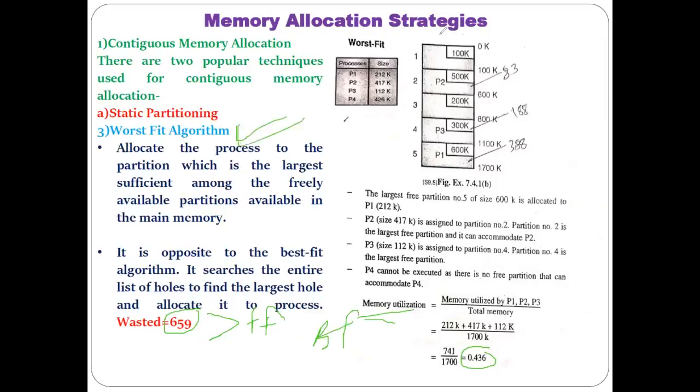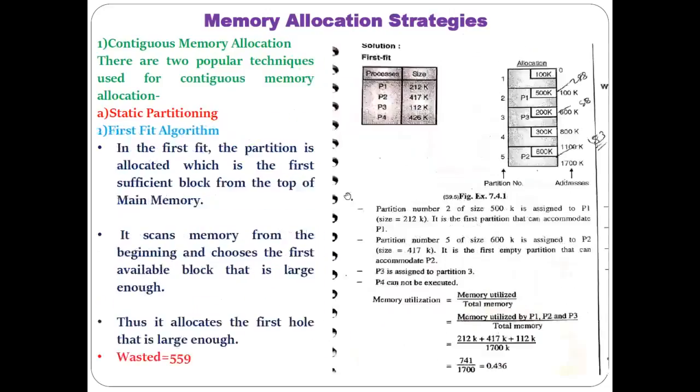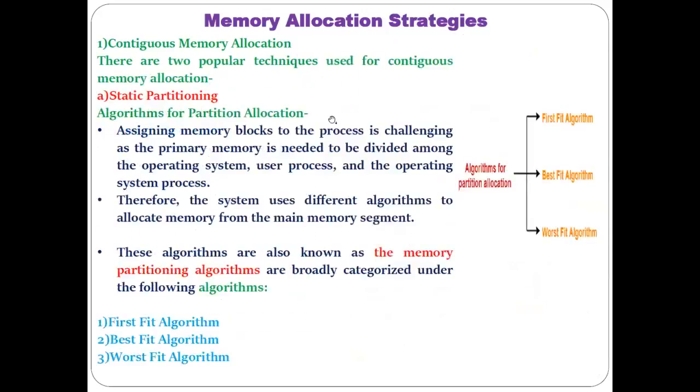So these are the three algorithms which can be used by the operating system when it has to decide which partition to allocate to which process. When different processes require memory, that memory gets allocated with the help of these three strategies as part of contiguous memory allocation: first fit, best fit, and worst fit. I hope all of you understood these strategies.